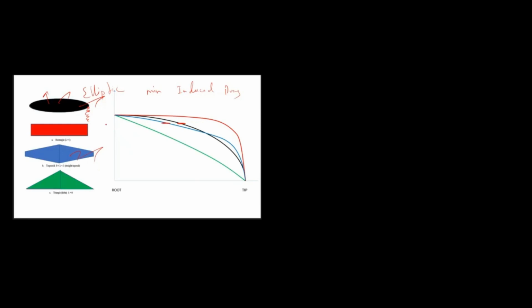How the lift or circulation distribution varies for different planforms of the wing. Online students, any doubt? So this is for taper ratio 1. This is for taper ratio 0. For the remaining taper ratios, 0.8, 0.6, 0.4, the curve will decrease towards this green line.